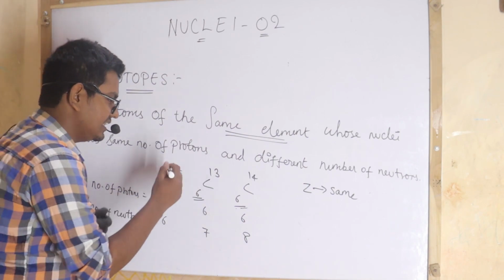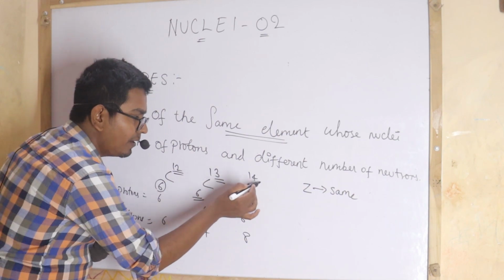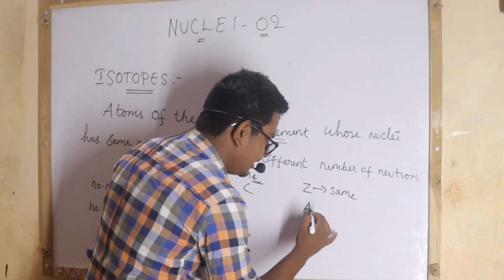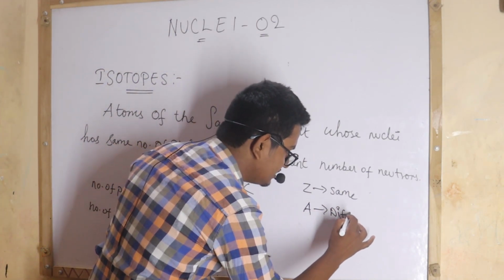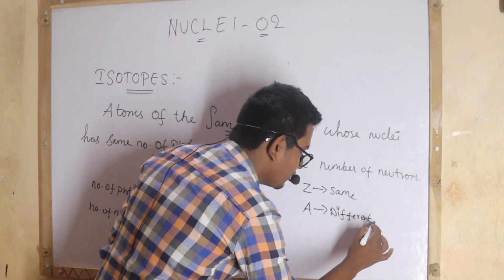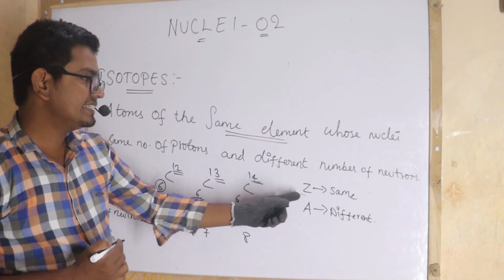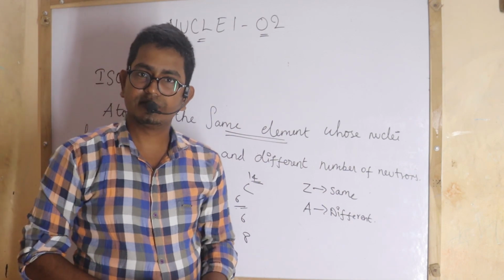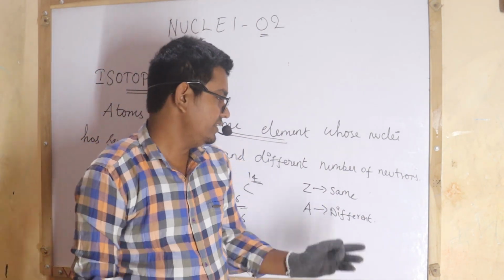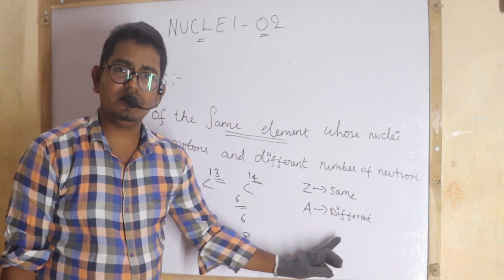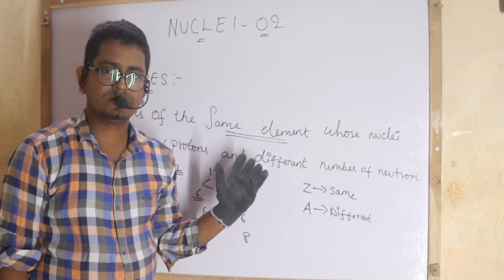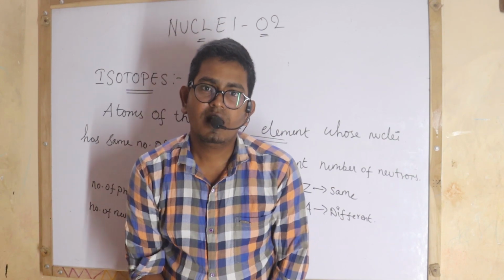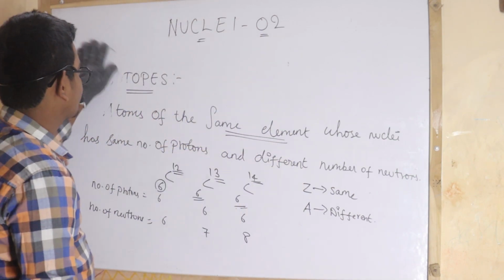You can see here it is nothing but the mass number. The mass number for the carbon element is varying, so I can write A is different. So we can make one more definition: atoms having the same atomic number but different mass number are also known as isotopes. Atoms of the same element having the same atomic number but different mass number are also known as isotopes. So these are the two definitions we can make for the isotopes. Now moving ahead to isobars.